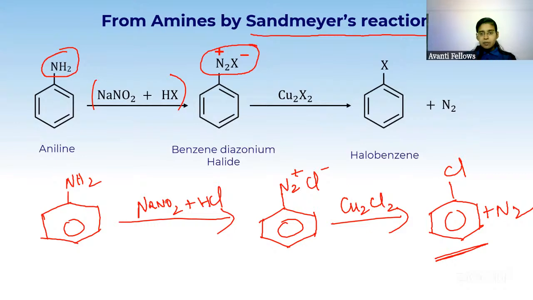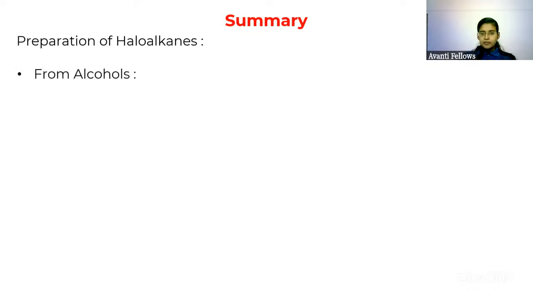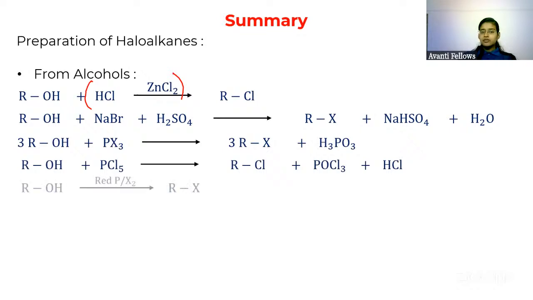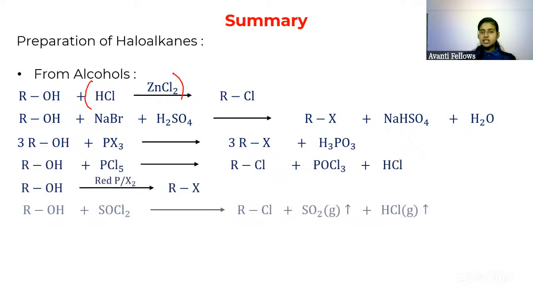Okay, let me summarize the preparations. First of all, we have studied the preparations of haloalkanes. There were three main categories. The first main category is from alcohol, and under alcohol we had six preparations. The first is from Lucas reagent, HCl and zinc chloride. The second is from NaBr and H2SO4. Third is from PX3, fourth is from PCl5, fifth is using red phosphorus and halogen, sixth is from SOCl2.